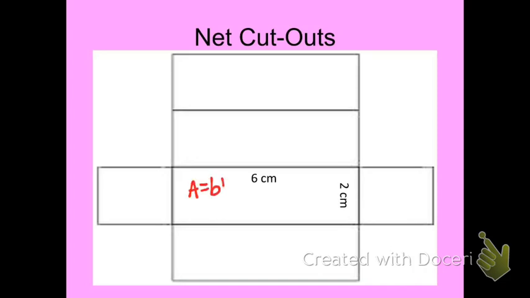Area equals base times height. Area equals 6 times 2. Area equals 12. Okay, so this one is 12.